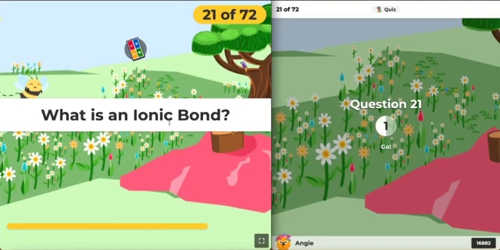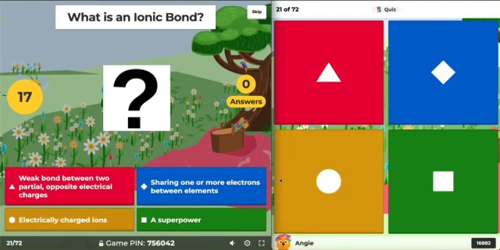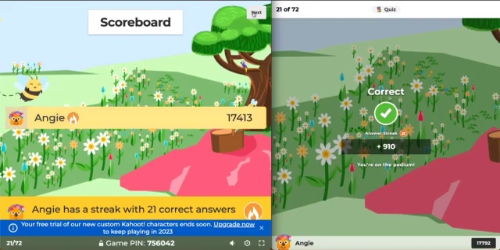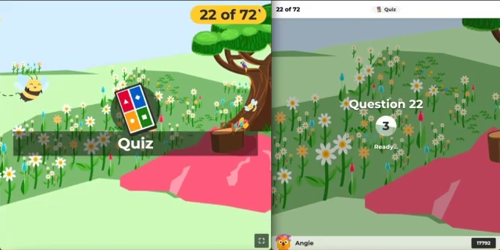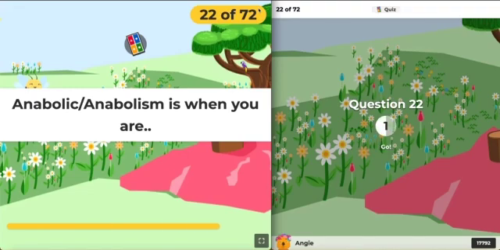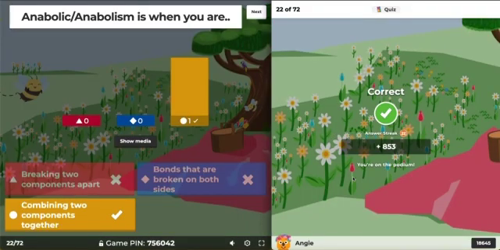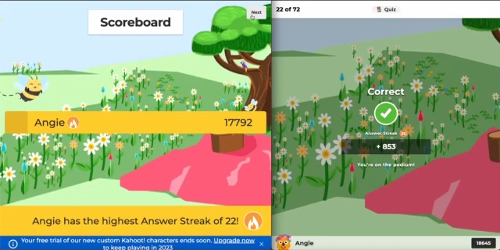Next question. What is an ionic bond? An ionic bond is electrically charged ions. It's when an element gives away or receives an electron in order to become stable, and that creates an ionic bond. Anabolism is when you are combining 2 smaller components to make a larger molecule. Okay, next question.